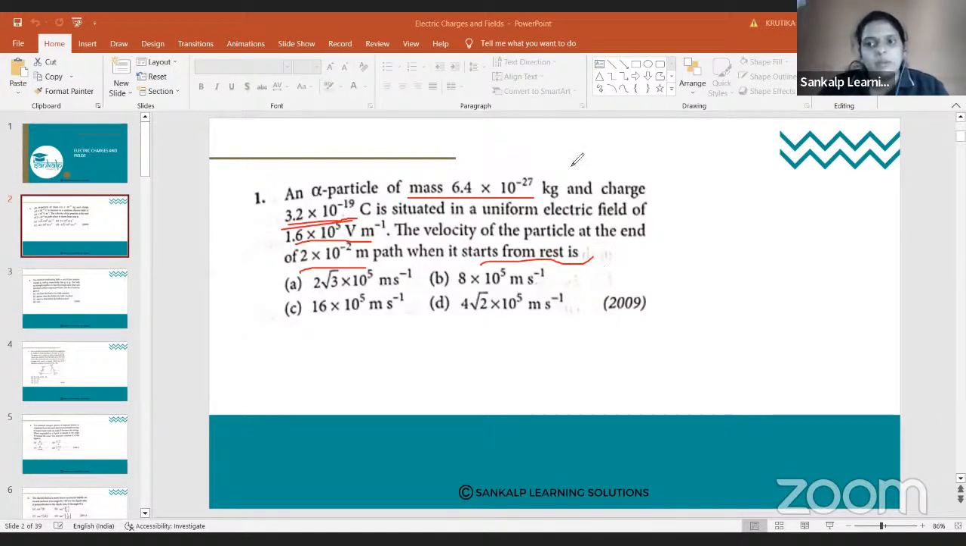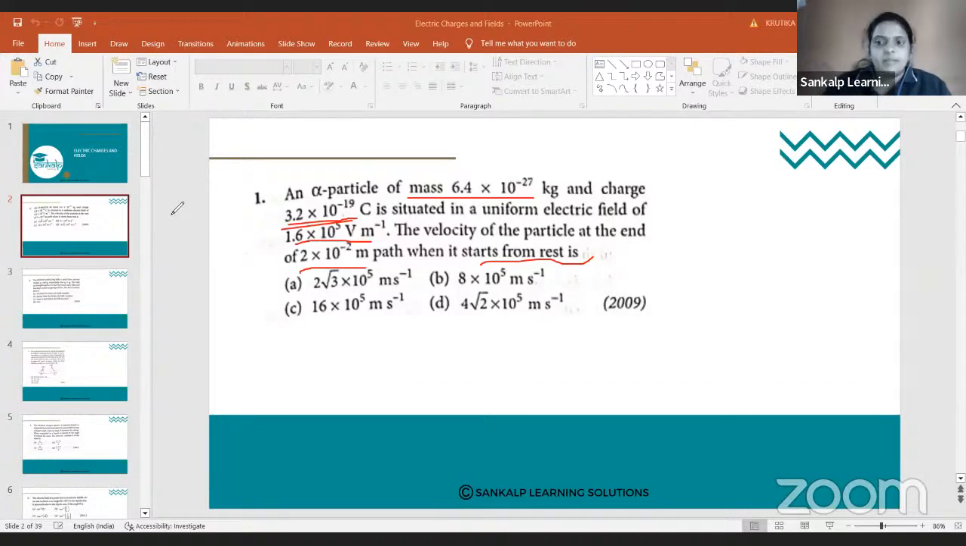So now let us see what we need to calculate: the velocity of the particle. They are asking for the velocity. If anybody is getting the answer, you can tell me in the chat box, or I will give you the solution.